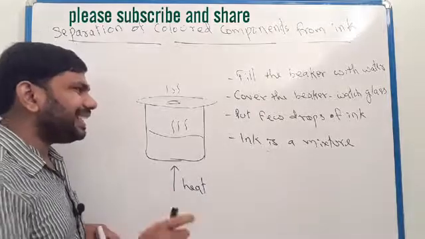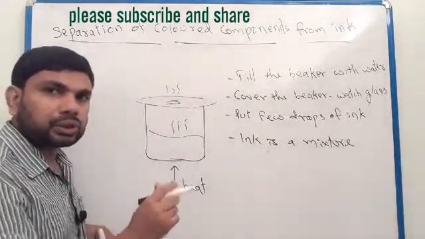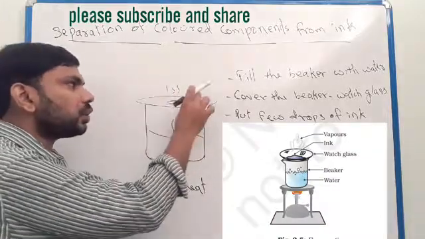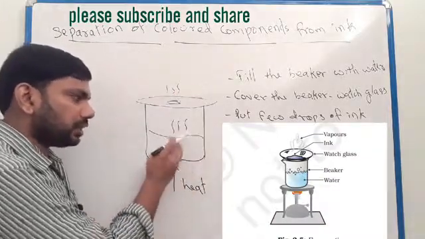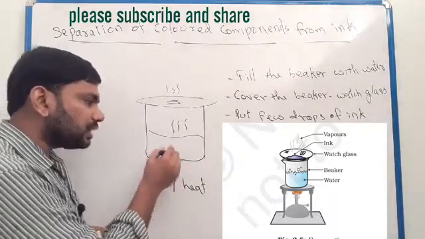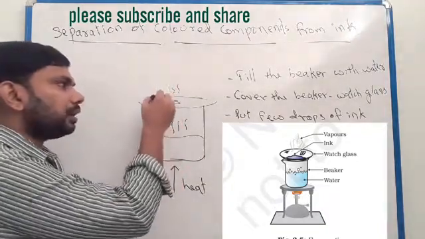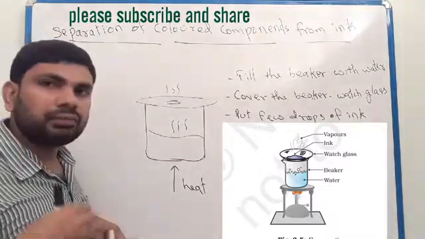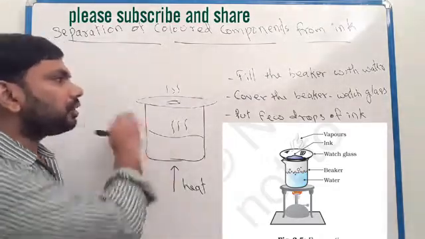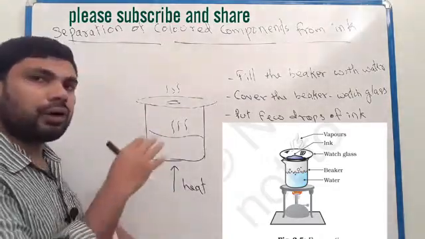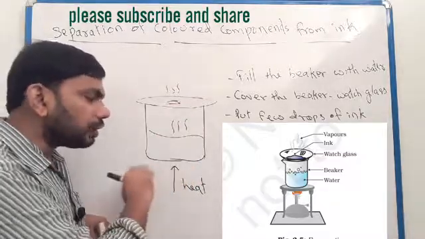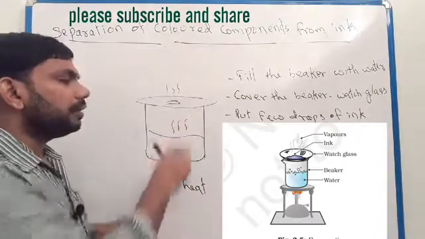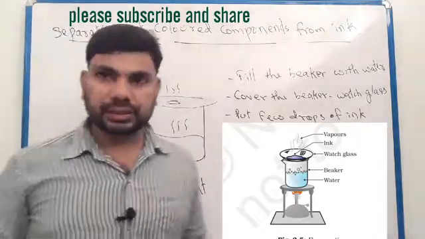Do not heat ink directly. We have to keep the watch glass over here and heat the water in the beaker. Because of this heat, the ink on the watch glass gets hot and starts to evaporate. After the evaporation is finished, we stop heating and we will get residue from the watch glass.